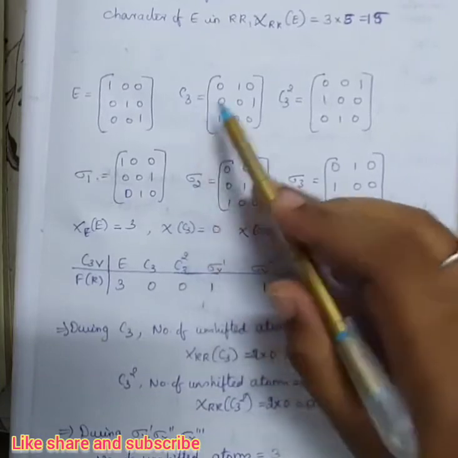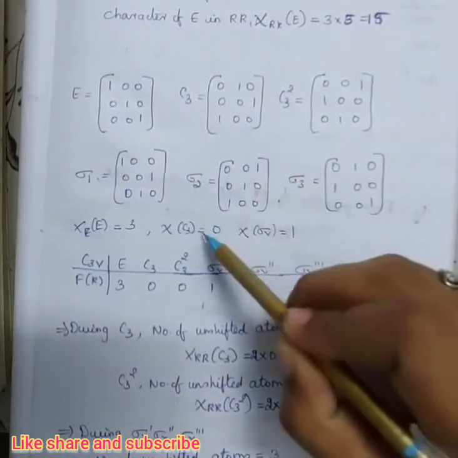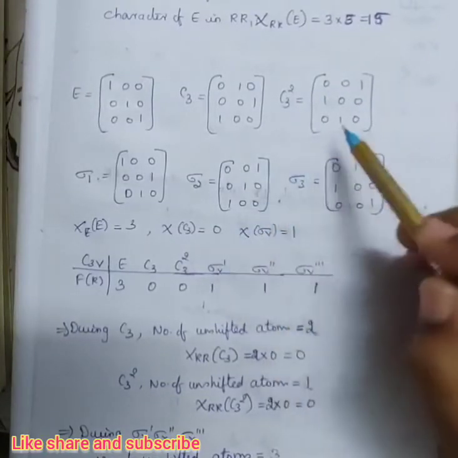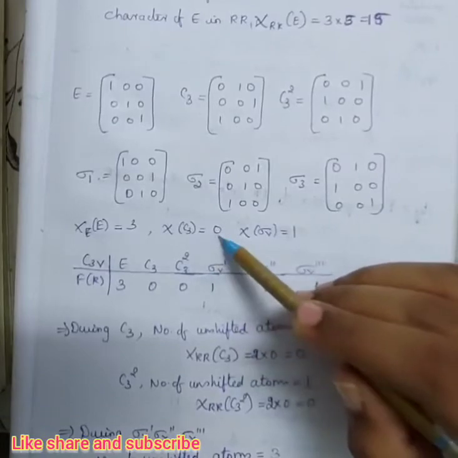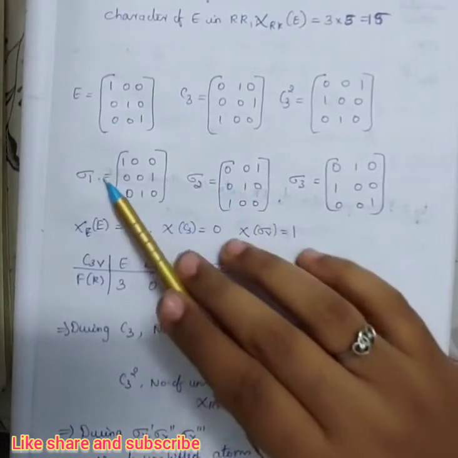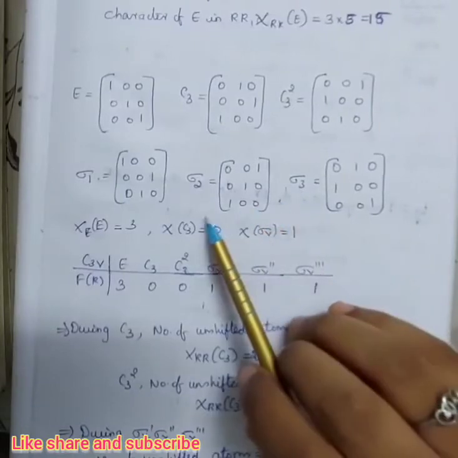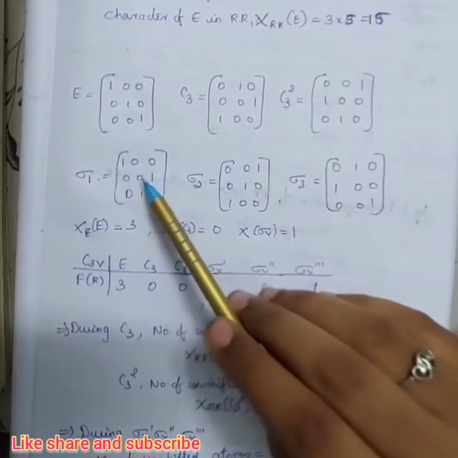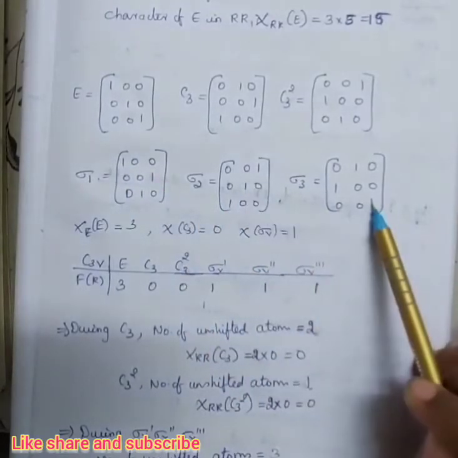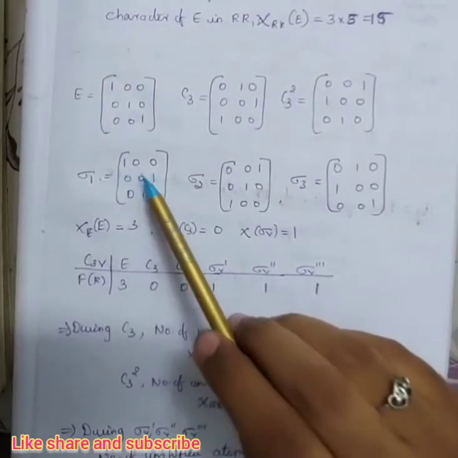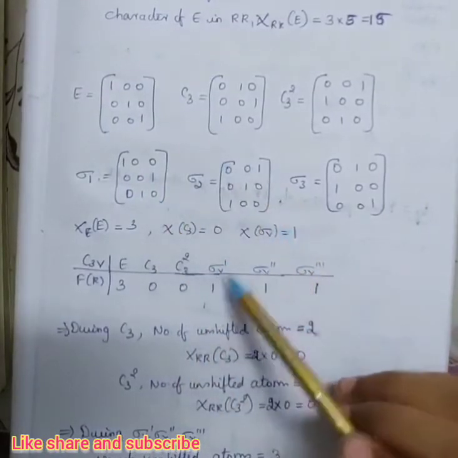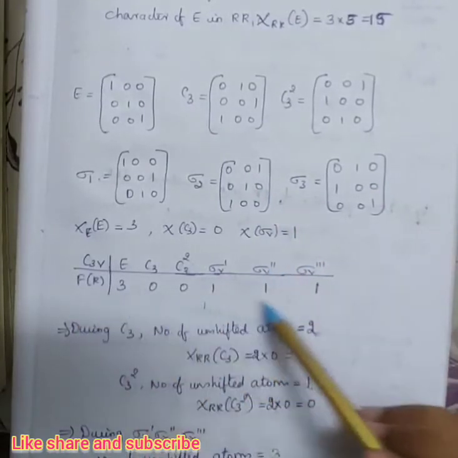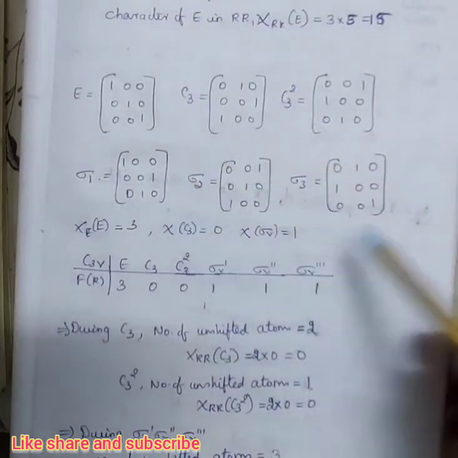In the case of C3, you can see the diagonal elements are 0 0 0, so it is 0. In the case of C3 squared, 0 0 0, so it is again 0. So in general, for C3, the character is 0. And in the case of the planes, sigma 1, sigma 2 and sigma 3 will have the same value. The only difference is that the 1 is present in the first row, then the next row, and then the third row. So here you can see 1 plus 0 plus 0, 1. Again 0 plus 1 plus 0, 1. The same way here also 1. So this is the character of these matrices in general.